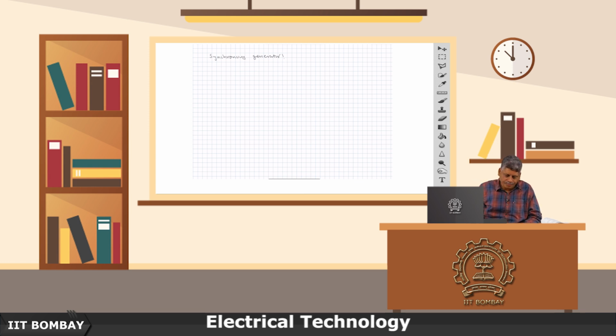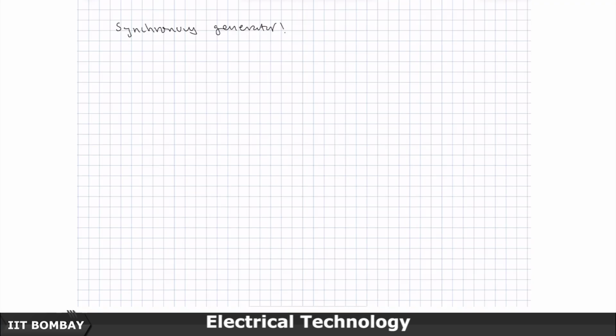As I was mentioning, the synchronous machine has two main applications. One is the synchronous generator and another is the synchronous motor. Of these, the synchronous generator is far more common. Because it is far more common, most of our generators are actually synchronous generators. There is no DC generator in the grid.